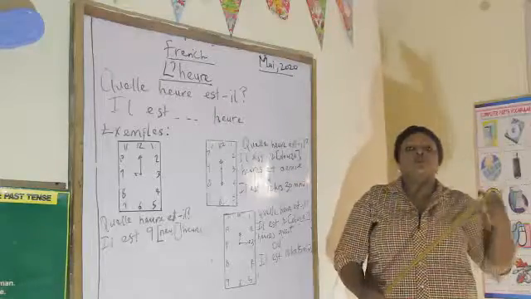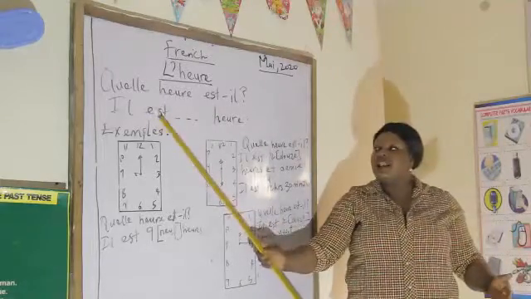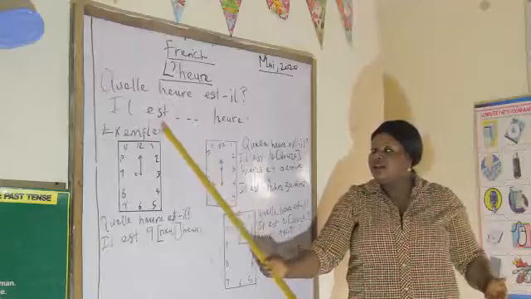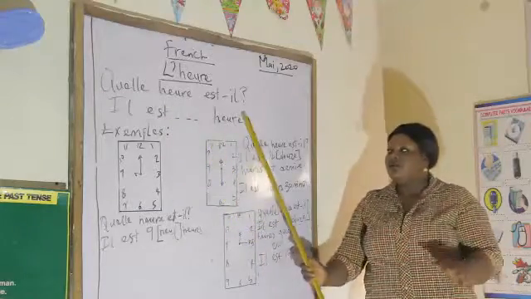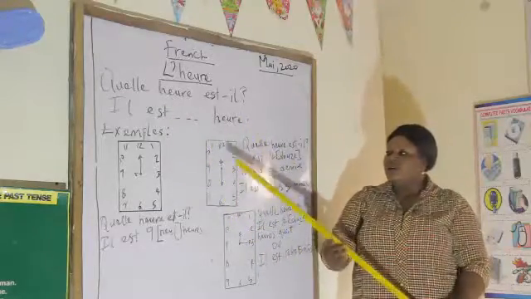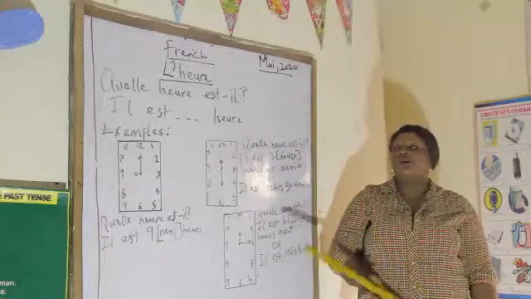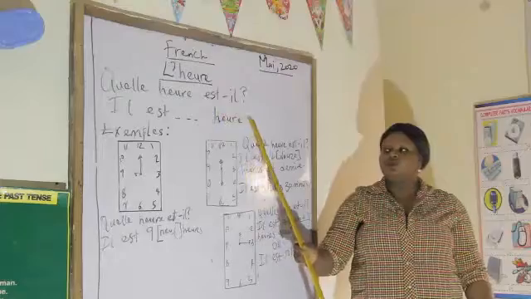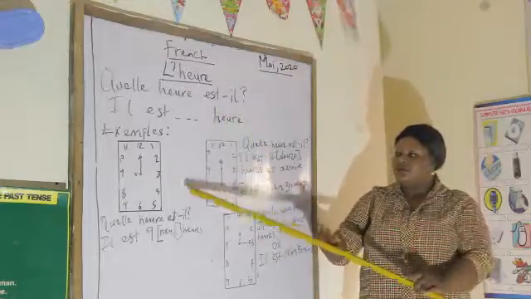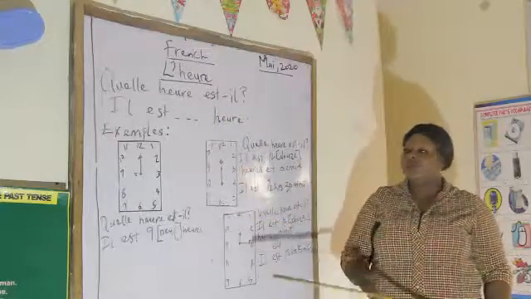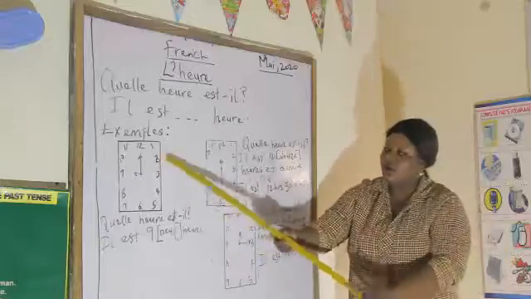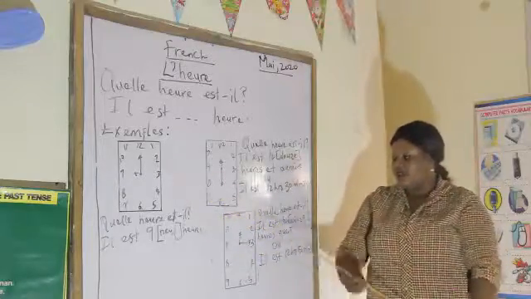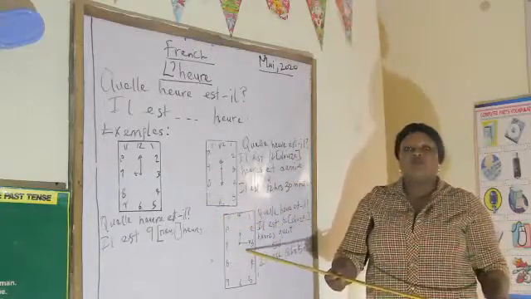Now, for you to respond to that question, you have to use il est. Il est, then you put in whatever the time is, then you end it with heures. For example, if it is 12 o'clock, you say il est 12 heures. Now, on the board, we have 3 clocks. One is talking about o'clock, and the other is talking about half past, and the other quarter past.